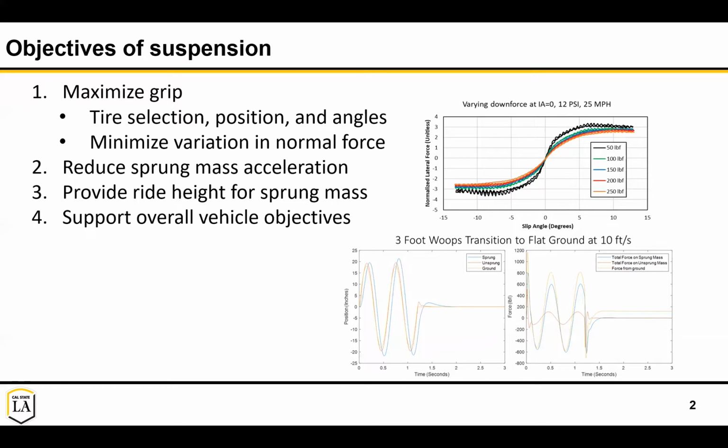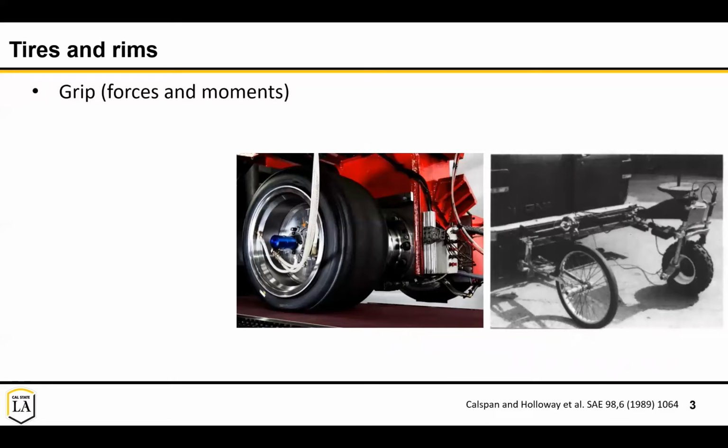So let's go a little bit into tires and rims, right? Hopefully you've seen the tire test consortium data for Formula and Baja. Hopefully you're looking up some data, and you want to maximize the grip. So forces in the lateral and longitudinal direction. You might also think about things like restoring moments and using that in your trade study to help you select your tires.